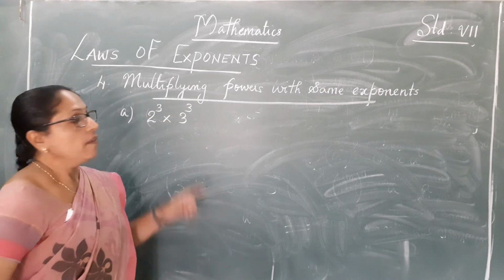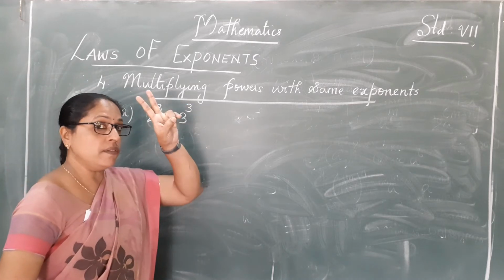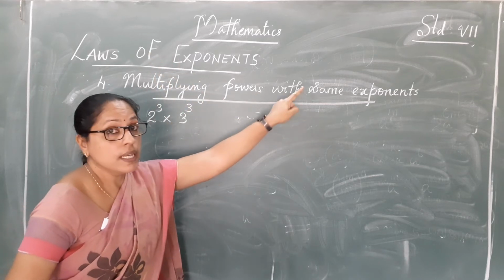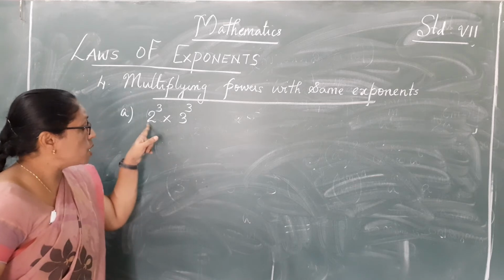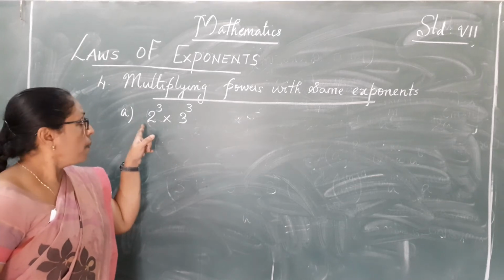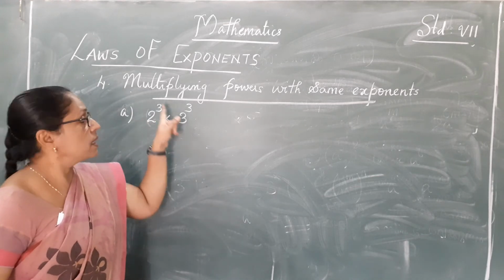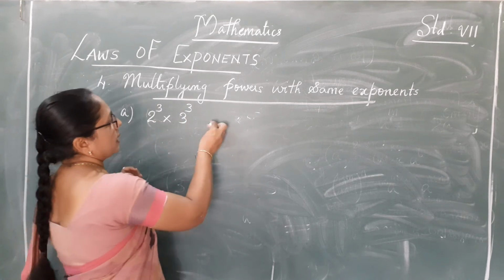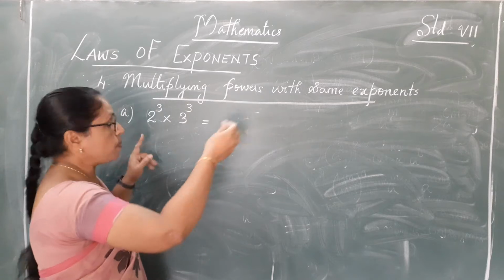Check here. When multiplication comes, we have the first law also, but it is multiplying powers with the same base. For that, the base should be the same. So here, bases are not the same. But what is the same? Powers are the same. So, let's do the expansion.